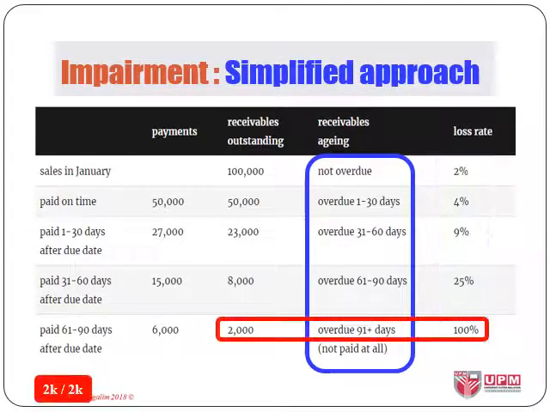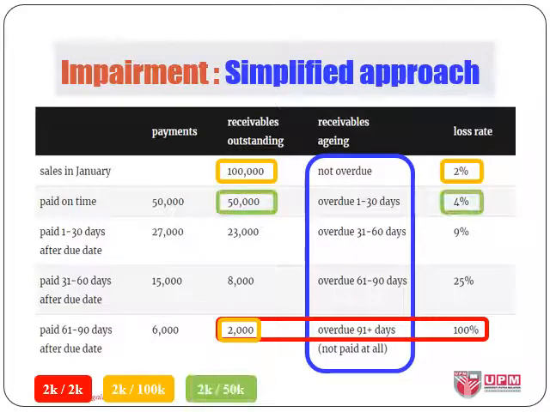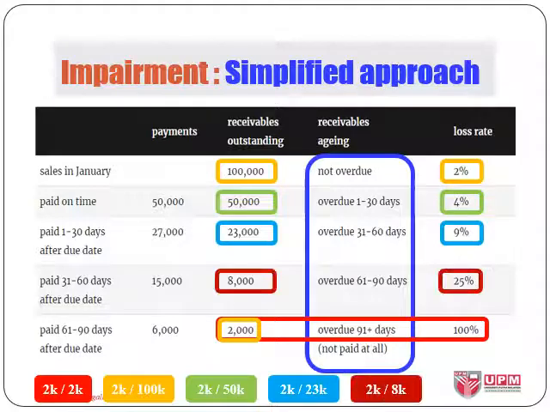We have an actual loss of 2,000 ringgit of debt not being paid. Thus, at that point, it is 100% loss, that is 2,000 ringgit over 2,000 ringgit. This 2,000 ringgit is equivalent to 2% of the total initial amounts of debt at 100,000 ringgit, and is equivalent to 4% of the total amount due after 30 days, and is equivalent to 9% of the total amount due after 60 days, and is equivalent to 25% of the total amount due after 90 days.